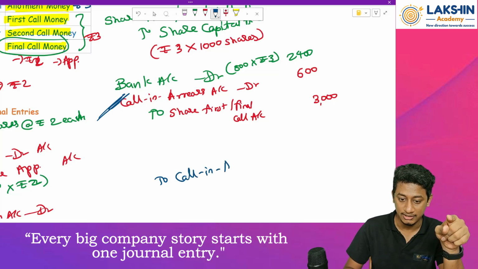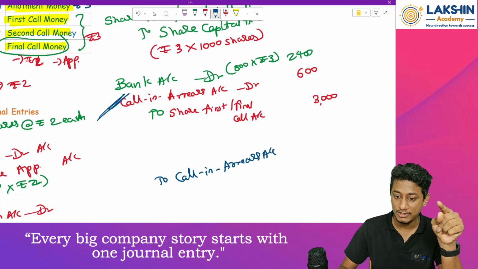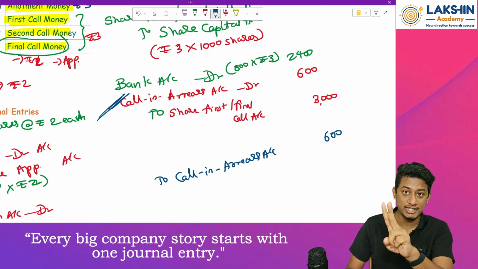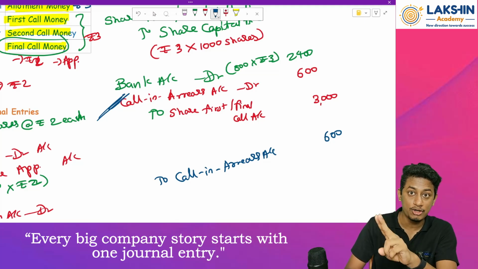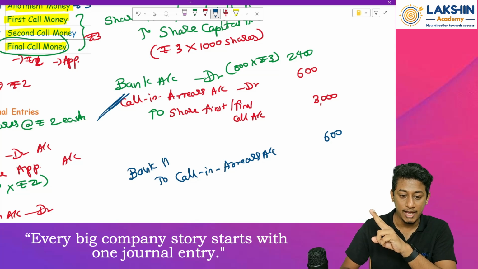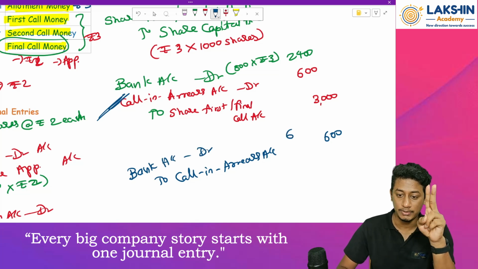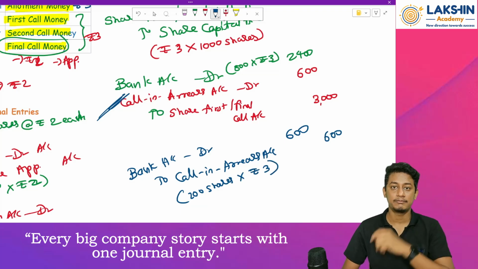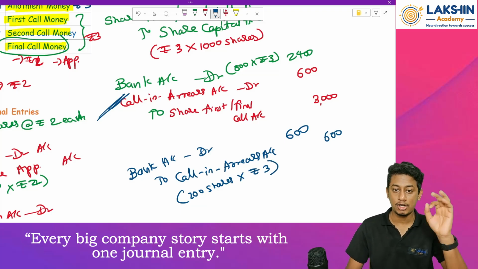Calls in arrears account credited by rupees how much? Rupees 600. Now he has paid me the money for the 200 shares, right? How much? 200 into 3 rupees each, the call money. So the entry will be again bank account debited for rupees 600. What is this? 200 shares into rupees 3 each. Clear? This is what calls in arrears is.